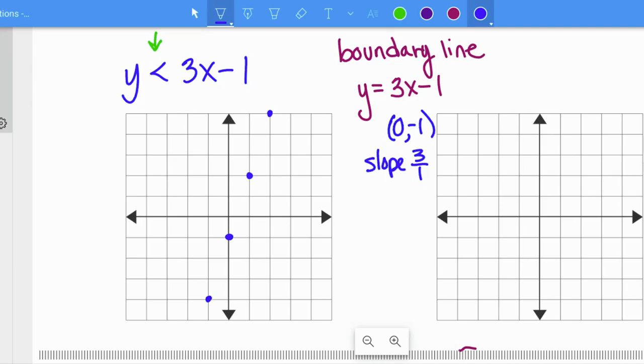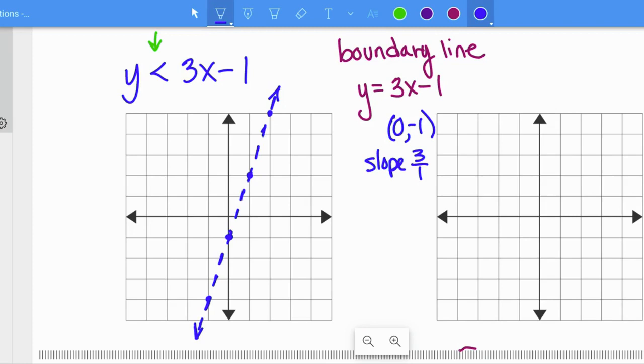Now, interestingly, if there was an equal sign there, I would draw a solid line. Now, in this case, I just have a less than symbol, so I don't want it to be equal. And to show that it's not equal, I'm going to make a dashed line for the boundary. So I'm going to connect these points that were the equal to, that are not technically solutions to my inequality because I'm only going to be less than.